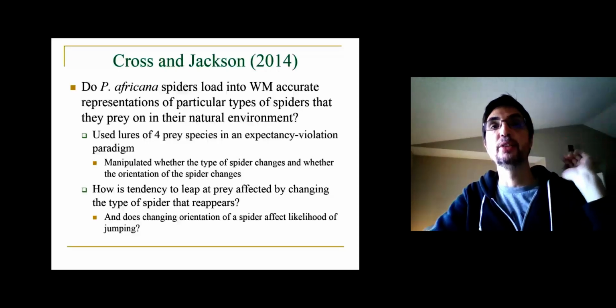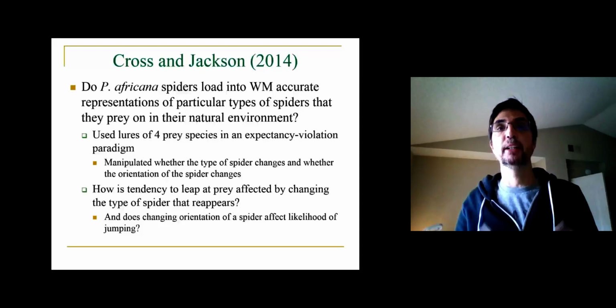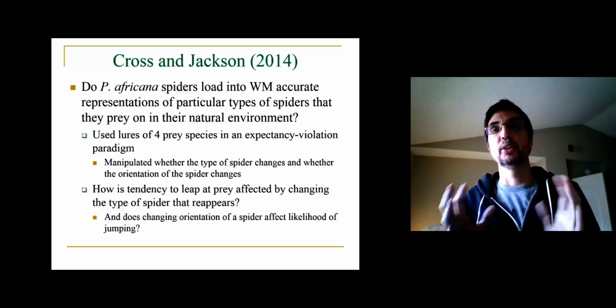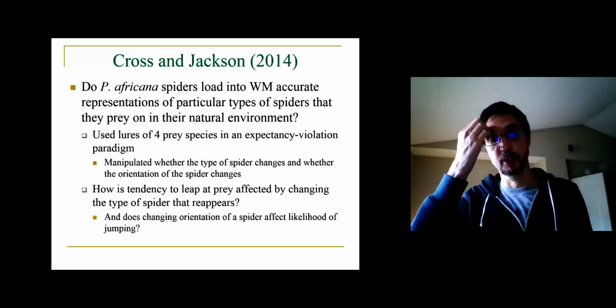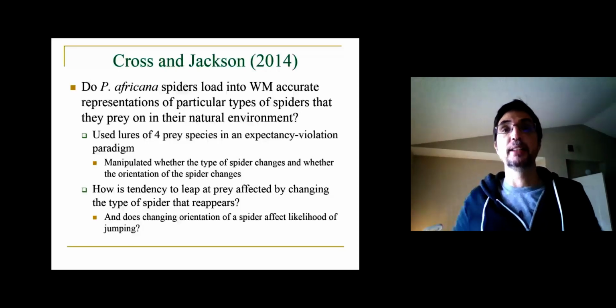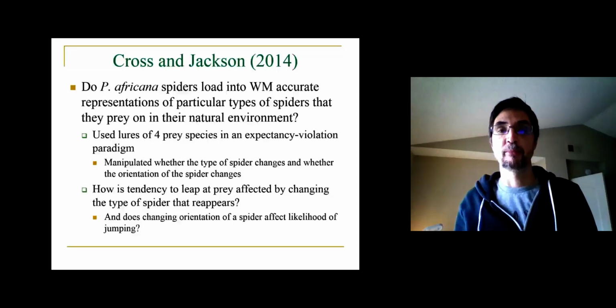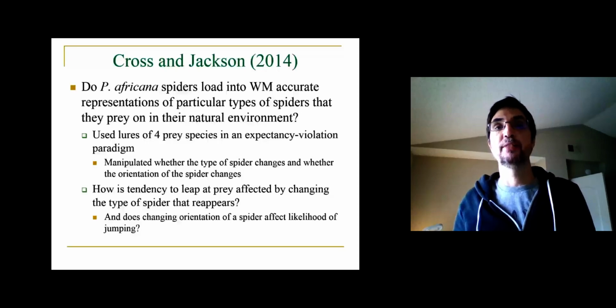So they wanted to test 2 factors that might play a role in their expectations and whether or not they're violated. The type of spider and the orientation of the spider. The orientation referring to the direction that the spider is facing. Right, and the behavior that they're interested in was the tendency to leap at the prey spiders. Is the tendency to leap at the prey spider on the second presentation affected by the type of spider that reappears, and is it affected by the orientation in which the spider appears?